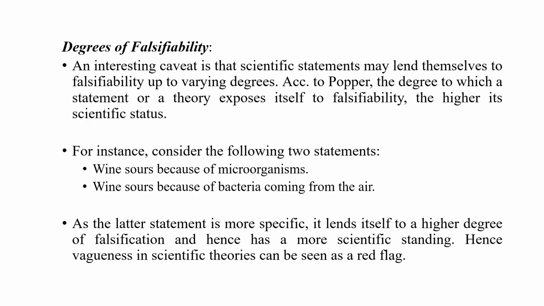Now, is falsification a binary? Is something falsified and then junked at the same time, or can there be degrees of falsifiability in these scientific theories? An interesting caveat that Popper also discusses is that different scientific statements may lend themselves to different degrees of falsifiability. For example, at least as per Popper, the degree to which a scientific theory or a statement exposes itself to testing and falsification determines how scientific that theory can be deemed to be.